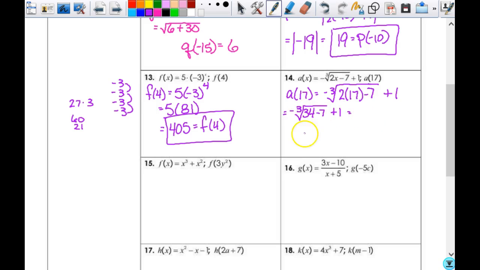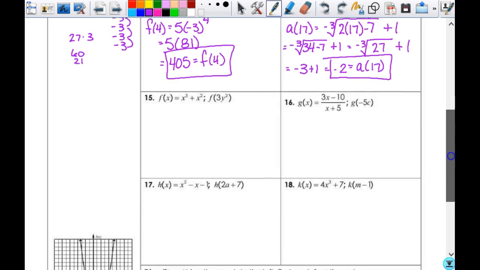And when you're doing subtraction like this, if the numbers confuse you, think in terms of money. You have $34 and have to give me $7. How much money do you have left? $27. So negative cube root of 27 plus 1. What's the cube root of 27? 3, right? Because we just did that, 3 times 3 times 3, over here. So that's actually going to give me a negative, because there's a negative there, plus 1. So negative 2 equals a of 17. Everybody good? All right. Let's get through 15.